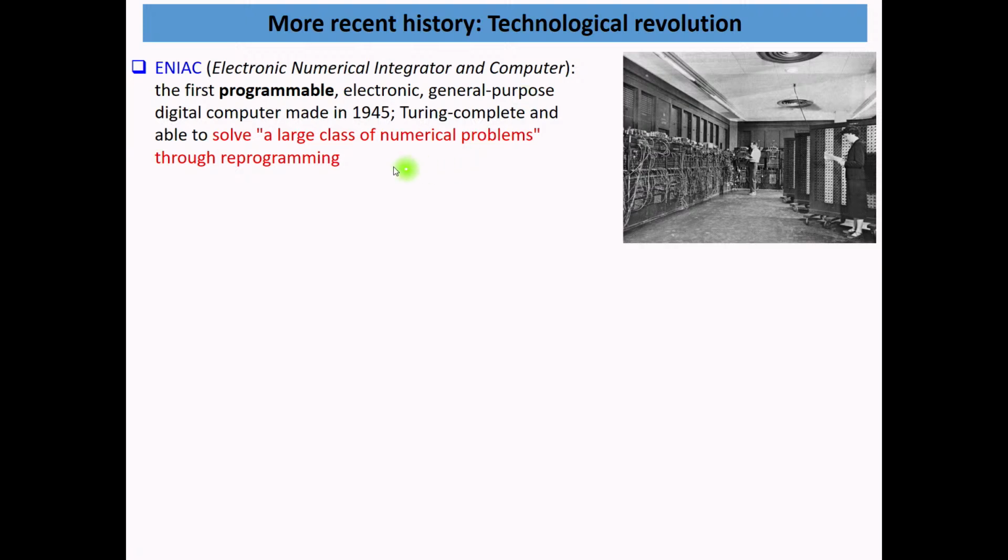The important thing is that this was the first machine that was able to solve a class, let's say, of numerical problems, but the key word here is programmable. So the machine was able to solve not a single problem, but many problems through reprogramming. This was developed at the University of Pennsylvania in Philadelphia, if I'm not wrong. It was, of course, funded at the time by the Army.